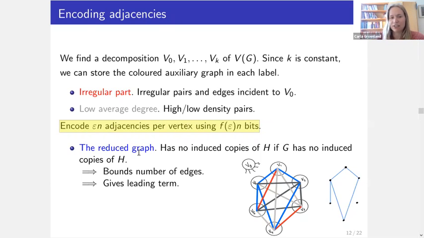Now the leading term that we'll get will actually come from the reduced graph. For each hereditary graph, some graph theoretic results are known about them. For example, if the graph is triangle free, then this reduced graph doesn't have any triangles. And then of course, by Mantel's theorem, it has at most n squared over 4 edges. That will precisely correspond to the leading term in our labels. I just wanted to mention a little bit more about this step now, about how we actually encode these adjacencies.